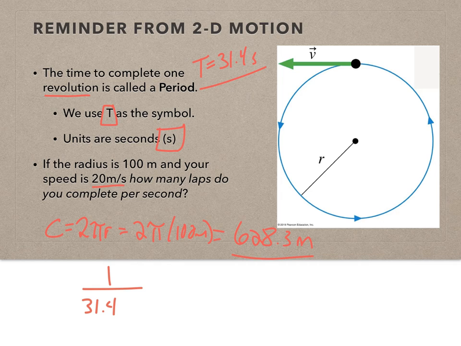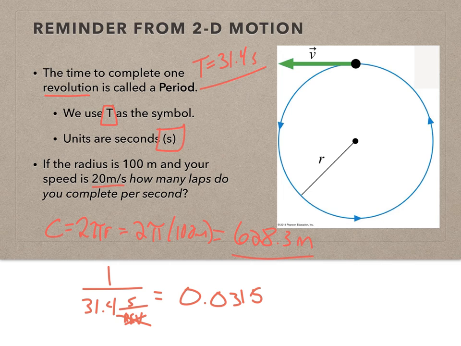31.4. And this is not revolutions per second, but seconds per revolution. So this is seconds per cycle, per revolution, anything else like that. Revolution is just a placeholder, reminding you that it's a cycle. So what fraction of that do I do? I can find that: 1 divided by 31.4, and I get about 0.0318 cycles.